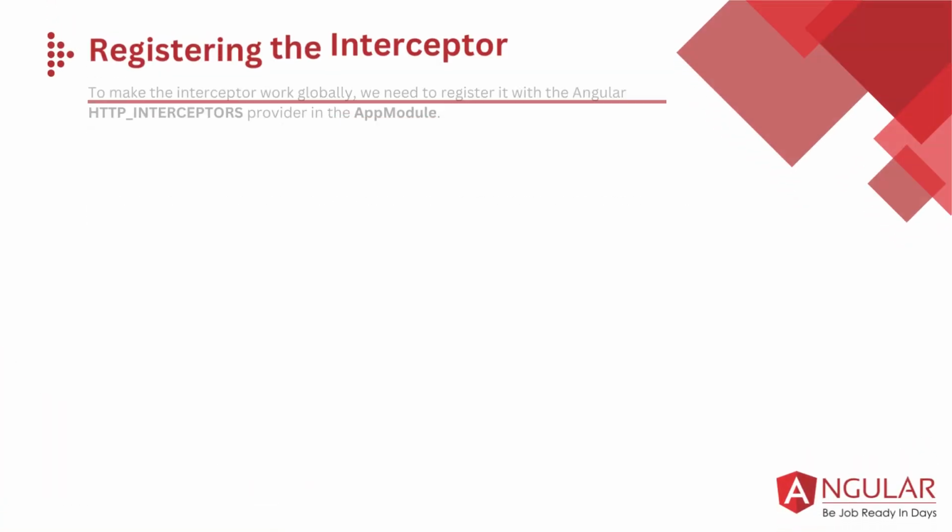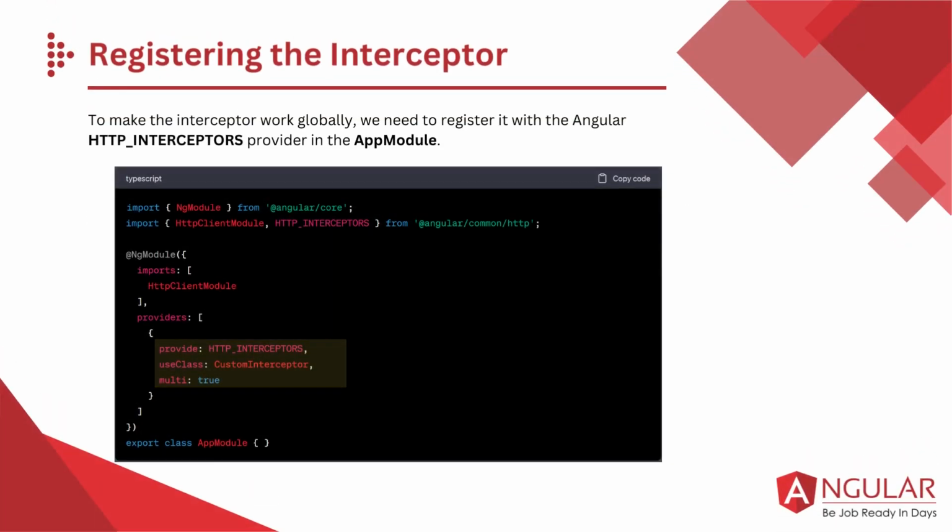3. Registering the interceptor. To make the interceptor work globally, we need to register it with the Angular HTTP Interceptors provider in the app module.